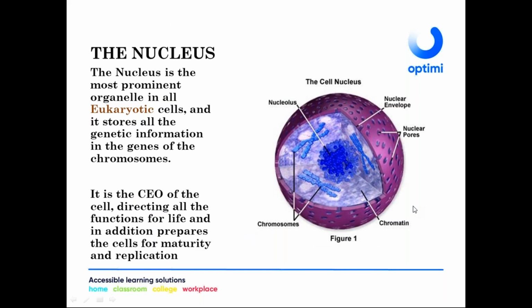Okay, so the nucleus is the organelle in the cell that we are most interested in today. Okay, the nucleus is the most prominent organelle in all eukaryotic cells. By eukaryotic, they simply mean cells that have a nucleus. So it is found in a eukaryotic cell, cells that have a nucleus.